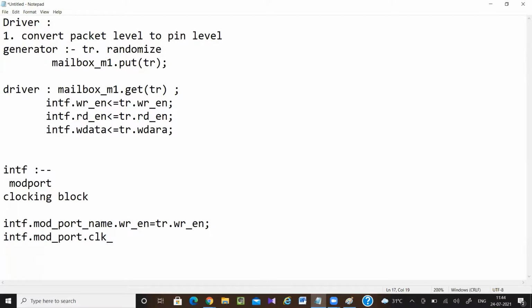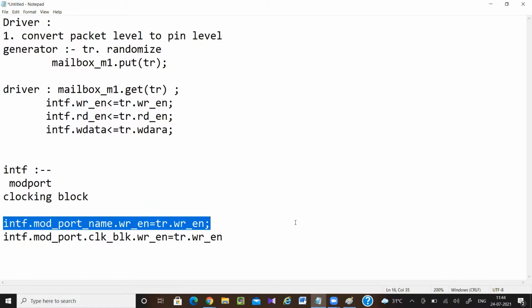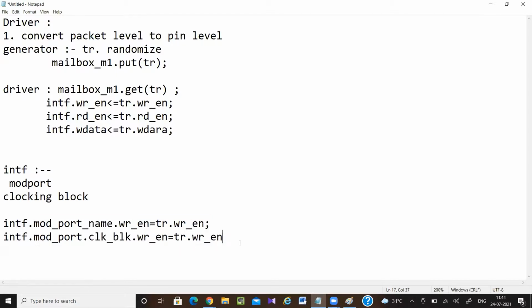You have to give the total hierarchical path, because if you are using a clocking block, your signal is inside the clocking block, which means it will work with respect to the clock. So .write_enable equal to tr.write_enable. This is how you convert from packet level to pin level. This is if you have a simple interface. If you have a modport, give the hierarchical path like this. If you have a modport plus clocking block, give the hierarchical path like this. So this is how you are converting from packet level to pin level.